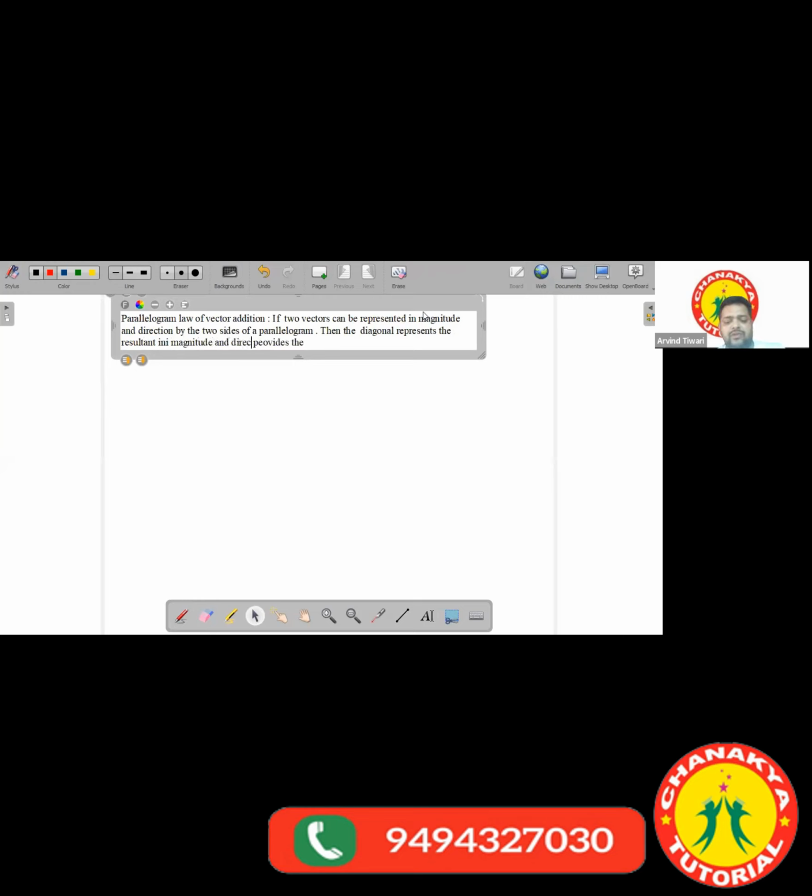So let's see how this works, and we will see that it is also an adoption of the triangle law only, but stated in some other way. It's the same as we studied in the triangle law, but a different way of saying it. To apply the parallelogram law of vector addition, the two vectors should be represented co-initially by the two sides of a parallelogram.